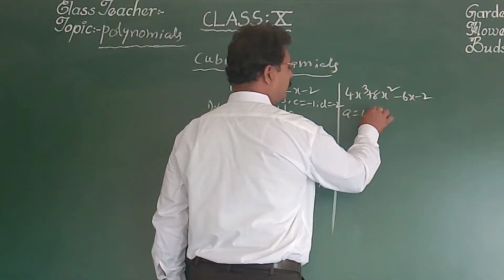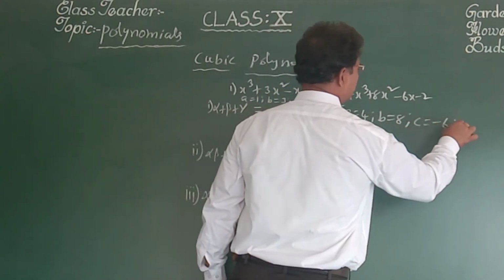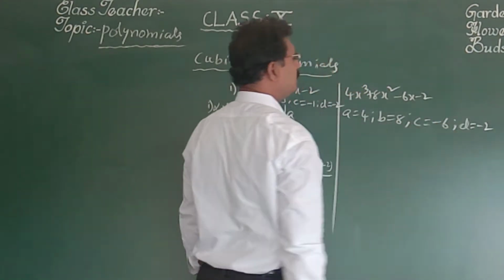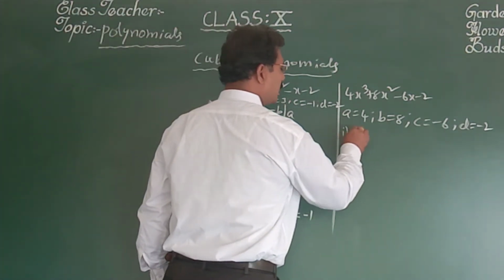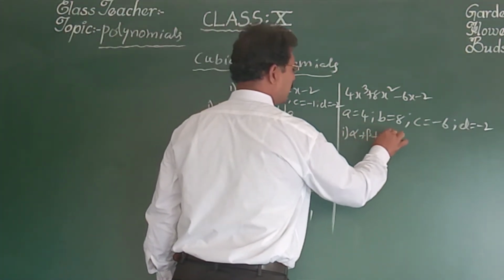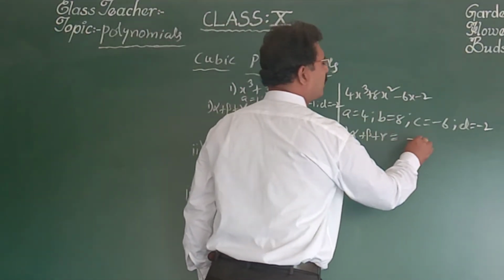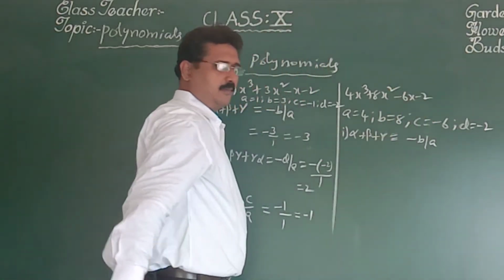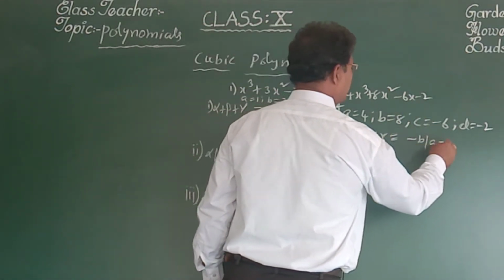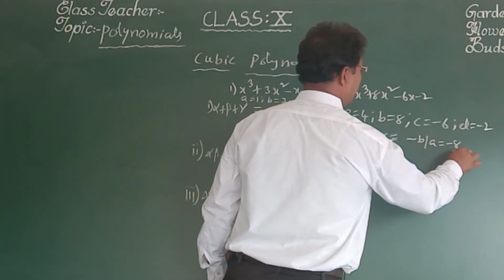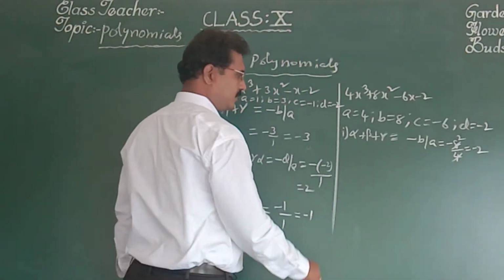One more example, comparing with ax cube plus bx square plus cx plus d: a is equal to 4, b is equal to 8, c is equal to minus 6, d is equal to minus 2. Now first, the sum of the roots, alpha plus beta plus gamma. The formula is minus b by a, which is minus 8 by 4, which is equal to minus 2.